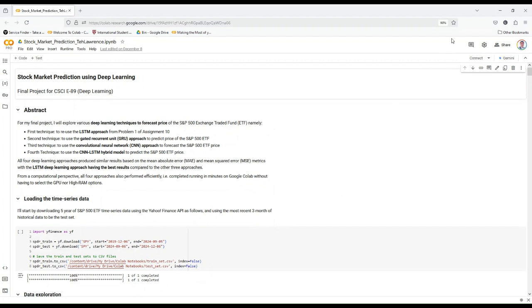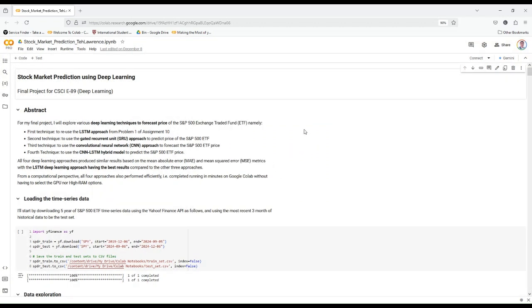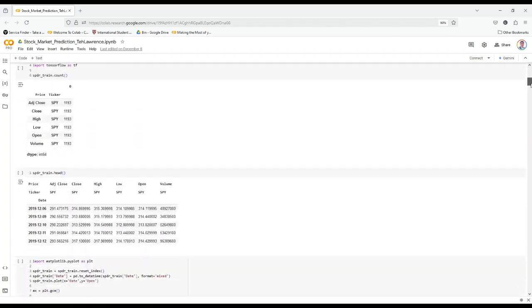So, for starters, let's click on connect, and then under change runtime type, I wanted to quickly go over the configuration I use for my final project. Essentially, I didn't have to use any of the GPU compute power. I went with CPU, with the high RAM option turned off, and I clicked save. For my final project, I'll just quickly scroll through.